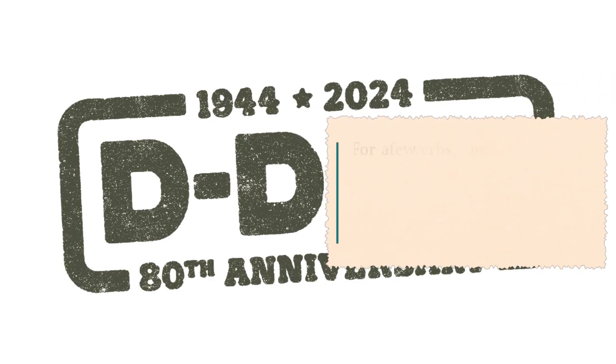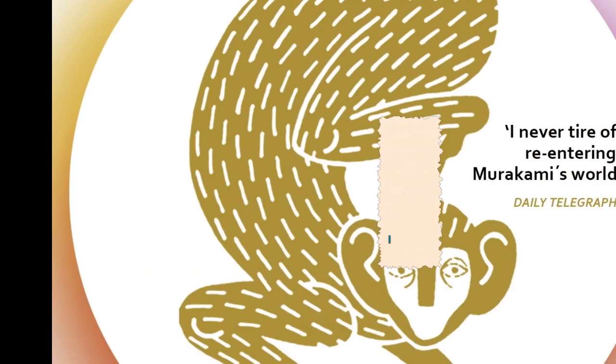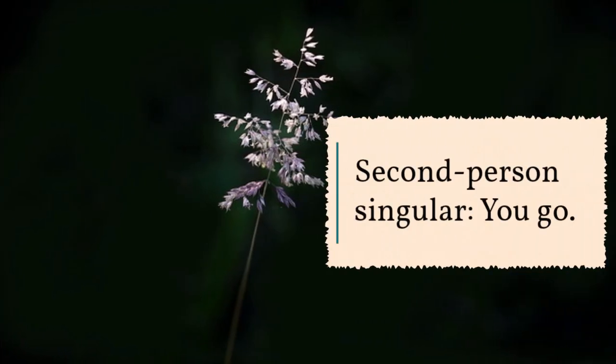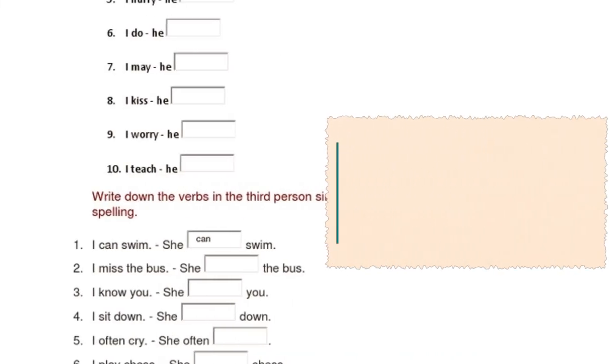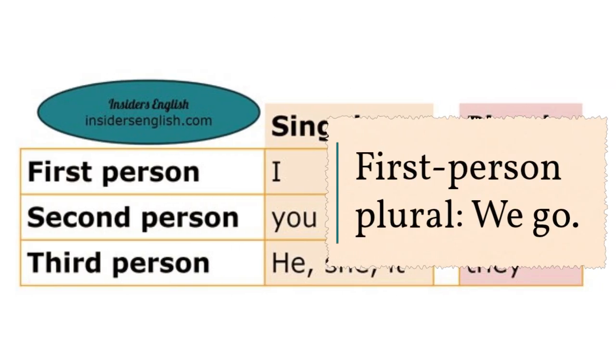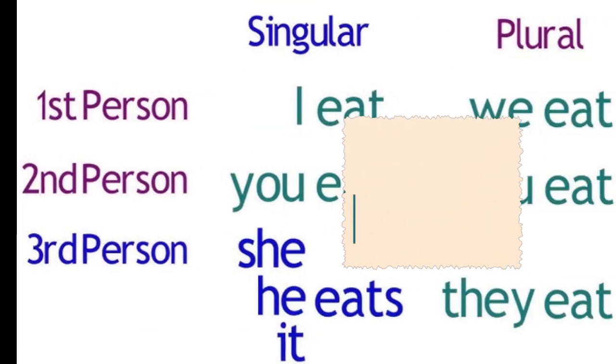For a few verbs, the third person singular ends with es instead of s. Typically, these are verbs whose root form ends in o, ch, sh, th, ss, gh, or z. First person singular, I go. Second person singular, you go. Third person singular, he, she, it goes. Note the es. First person plural, we go. Second person plural, you go. Third person plural, they go.